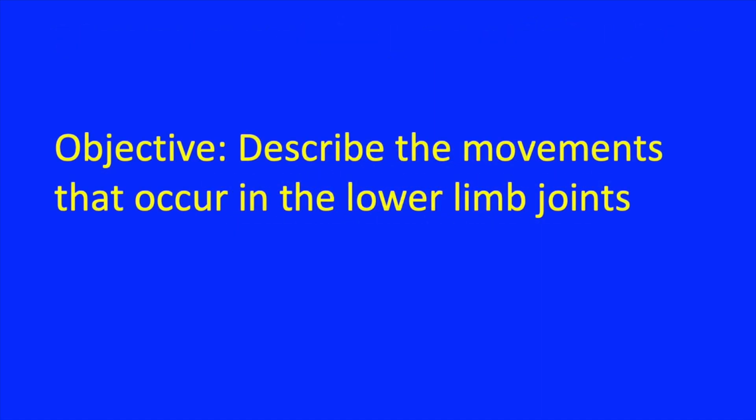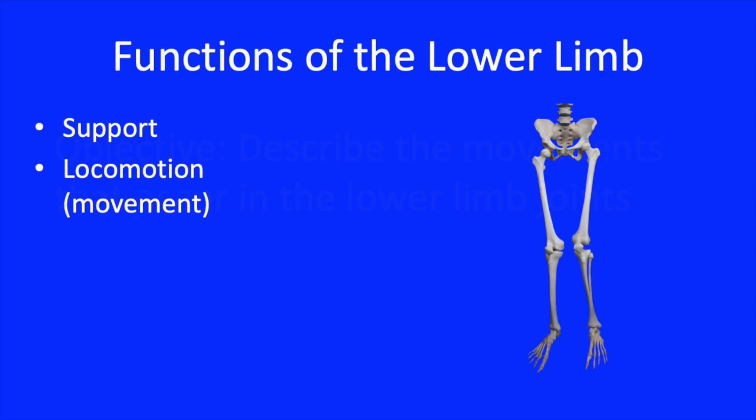The objectives of this video are to describe the movements that occur in the lower limb joints. Let's begin. As you probably figured out long ago, even without gross anatomy, the lower limbs are responsible for two functions. They support our bodies and they allow us to exhibit locomotion or movement. Movement is joy, and without it we would have never survived the savannas of Africa.